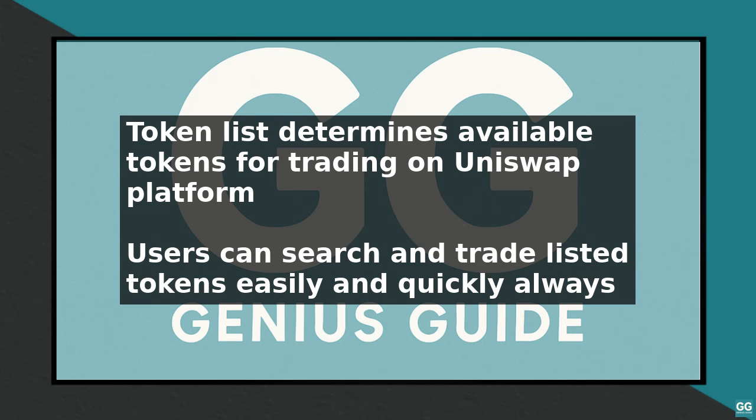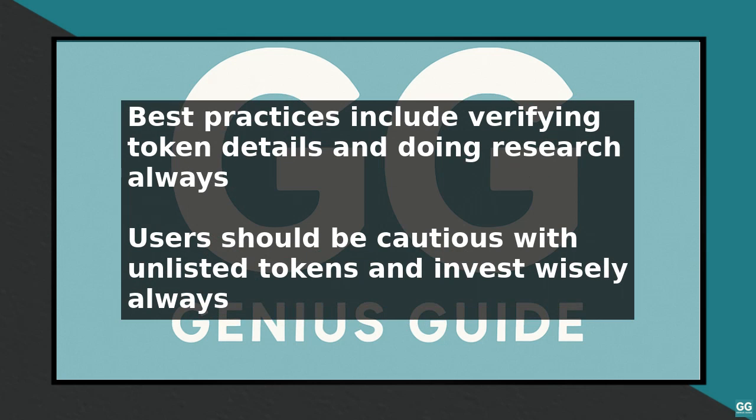Best practices for using the Uniswap token list include always verifying the token's contract address and other details before trading, and being cautious when interacting with tokens that are not listed on the token list. Additionally, users should always do their own research and due diligence before investing in any cryptocurrency, and should never invest more than they can afford to lose.